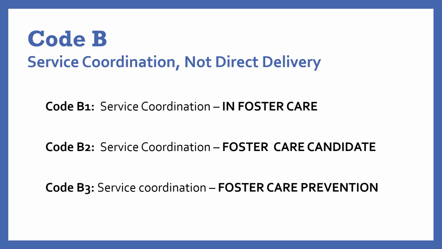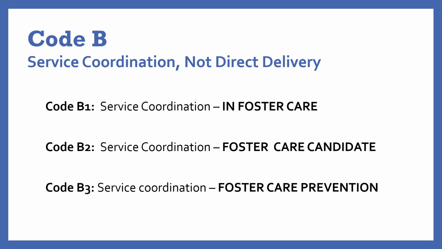Code B is used for service coordination, not direct service delivery. This code covers coordination work, such as when you're helping align services or supports for a student who is in foster care or a foster care candidate. Code B is separated into 3 categories.